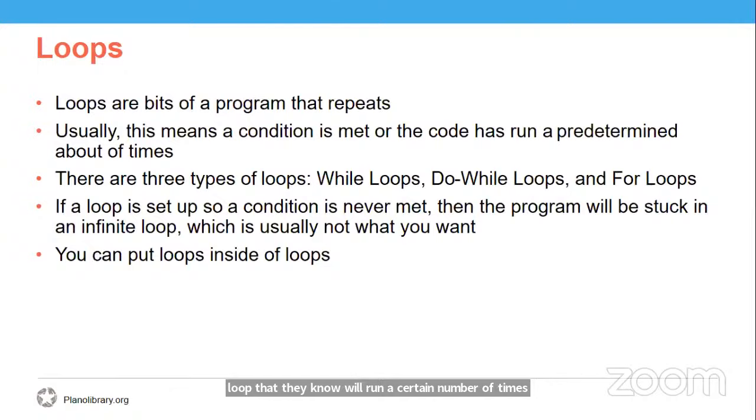There are 3 kinds of loops: while loops, do while loops, and for loops. While loops only run if the condition is met. Do while loops are guaranteed to run at least once, and for loops are the most complicated to set up, but are very good for letting the programmer decide exactly how many times something is going to run.